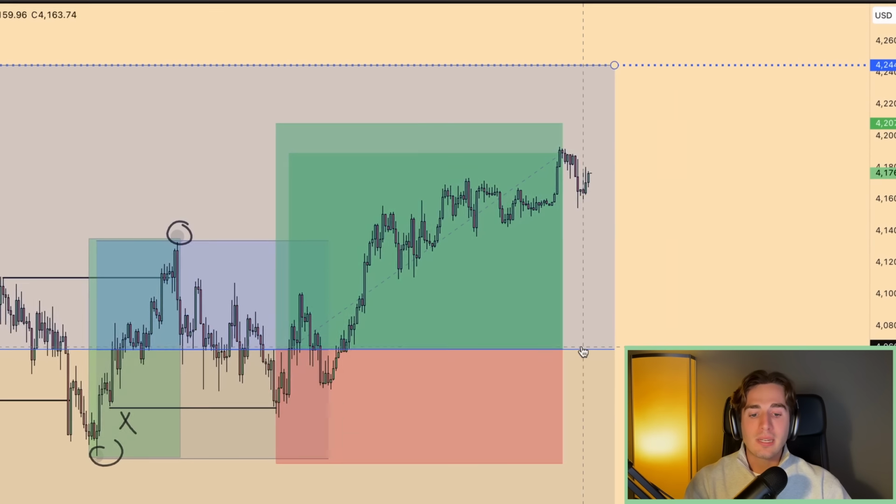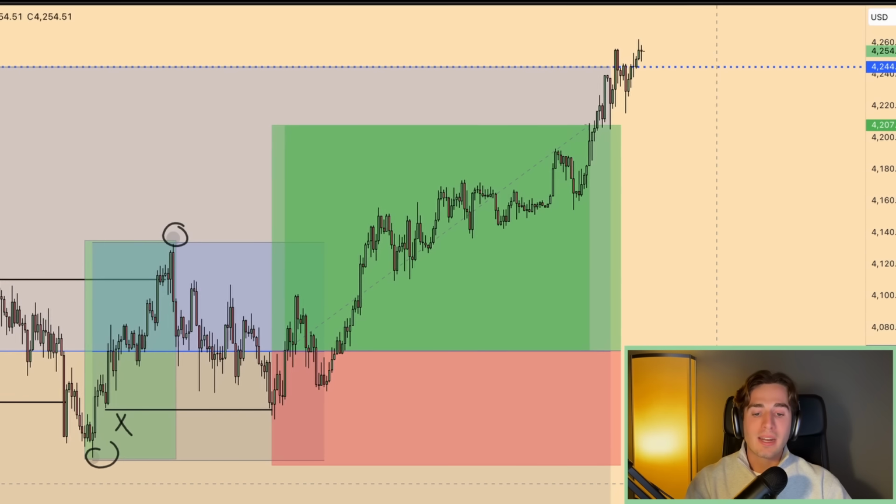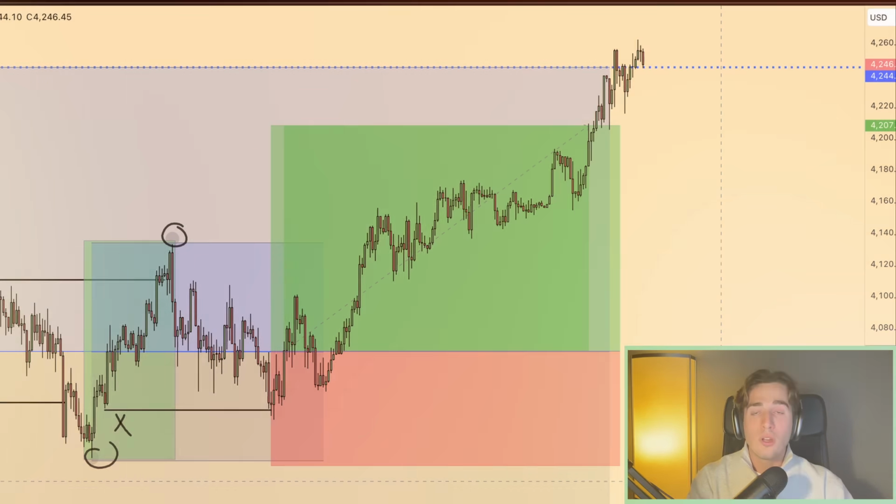And this is ultimately the very simple, straightforward, mechanical gold trading strategy that I like to use, which is based on market structure, liquidity, supply and demand, and again, our premium versus discount tool.